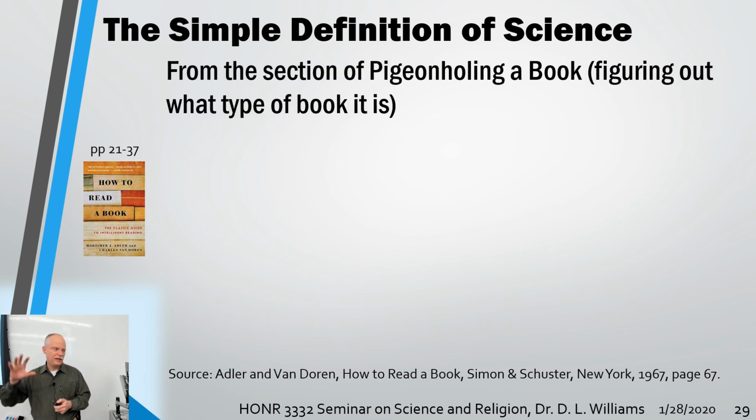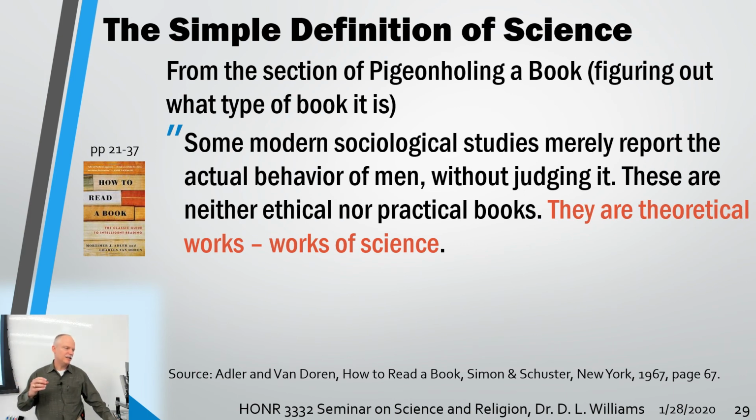So in this, he's got a chapter called Pigeonholing a Book. When you approach a book for the very first time, you've got to figure out what type of book it is. Now, certainly you have literature, novels, fiction, and so on. But he's talking about nonfiction. So we're in the nonfiction category, and you've got to figure out quickly what kind of book it is. And so he says in this section, some modern sociological studies merely report the actual behavior of men without judging it. These are neither ethical nor practical books. These are theoretical works of science.